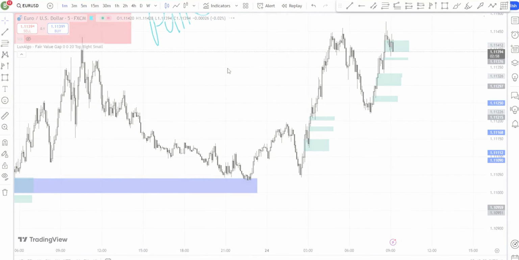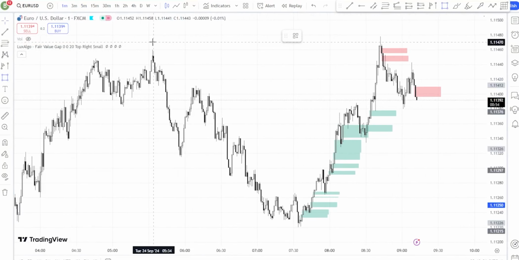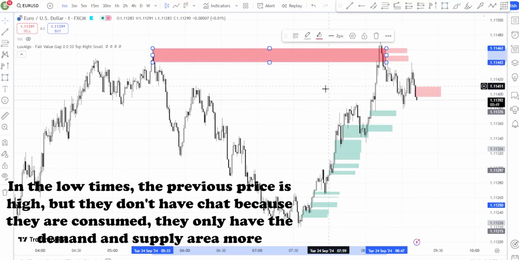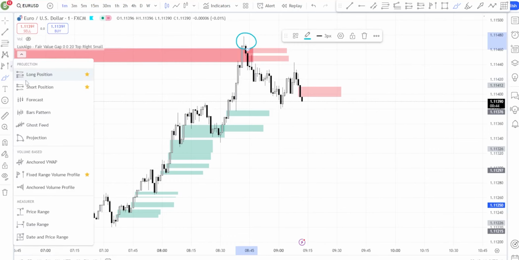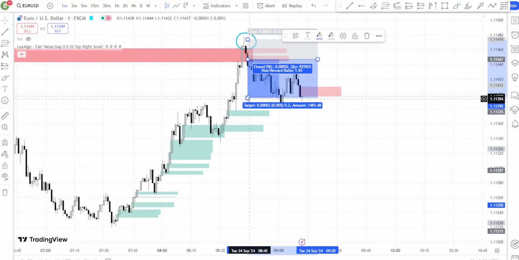Gap entry point. This is the price level where the gap starts. Traders often use this as an entry level when they anticipate the market will fill the gap. Gap midpoint. The midpoint of the gap is a key level to watch for potential reactions. It can act as a significant support or resistance area, depending on the trend.